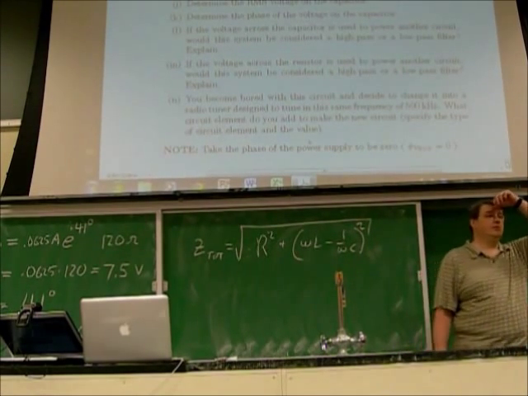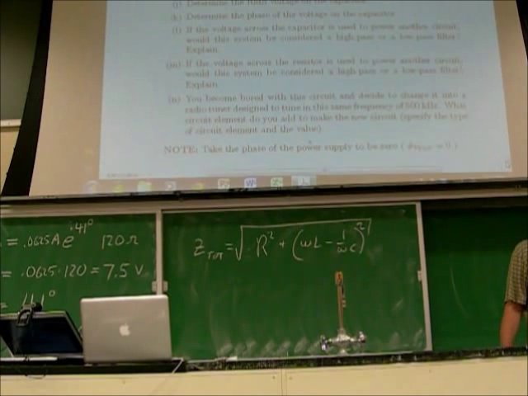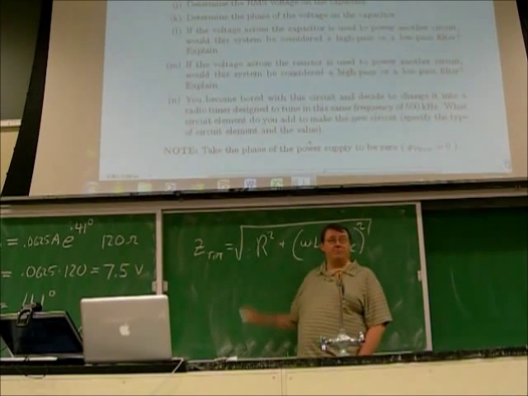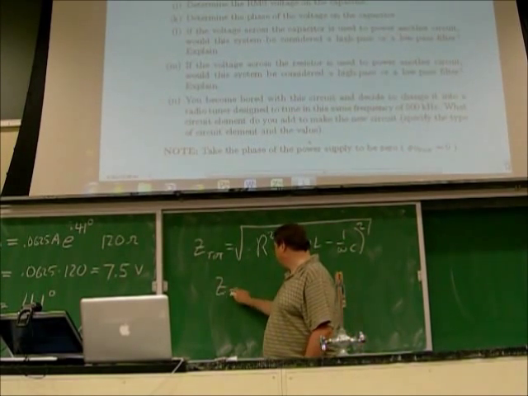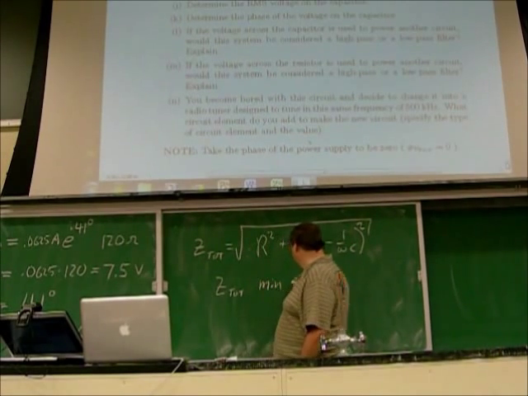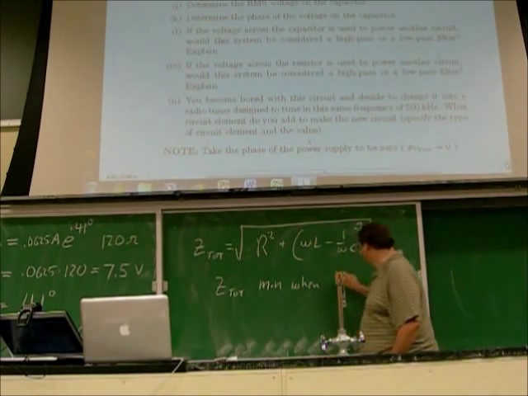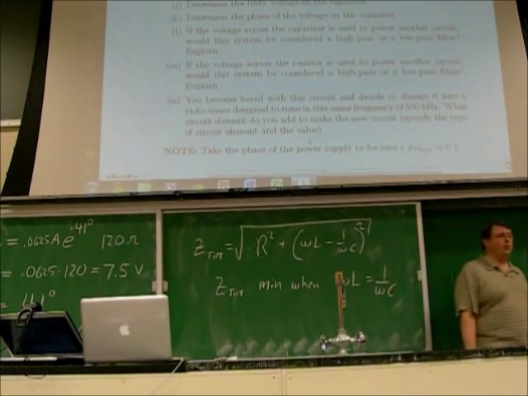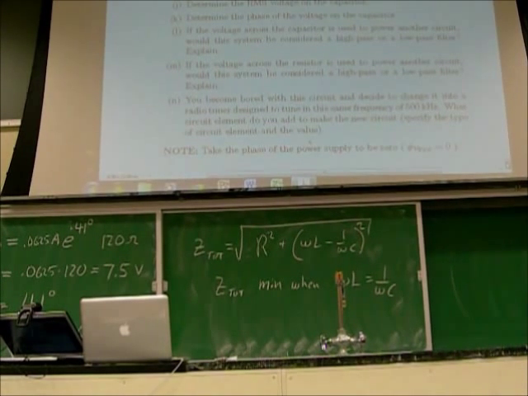Yes? In that case, is the phase zero? At the resonance condition, the phase will be zero, because you've already gotten one ahead. You've said that the impedance becomes minimum, omega L equals 1 over omega C. Okay? And then your second question is, does that mean the phase has gone to zero?